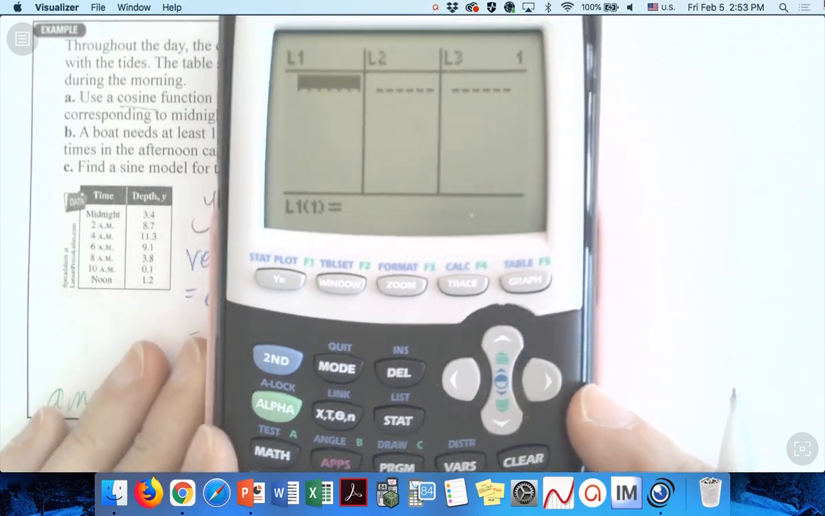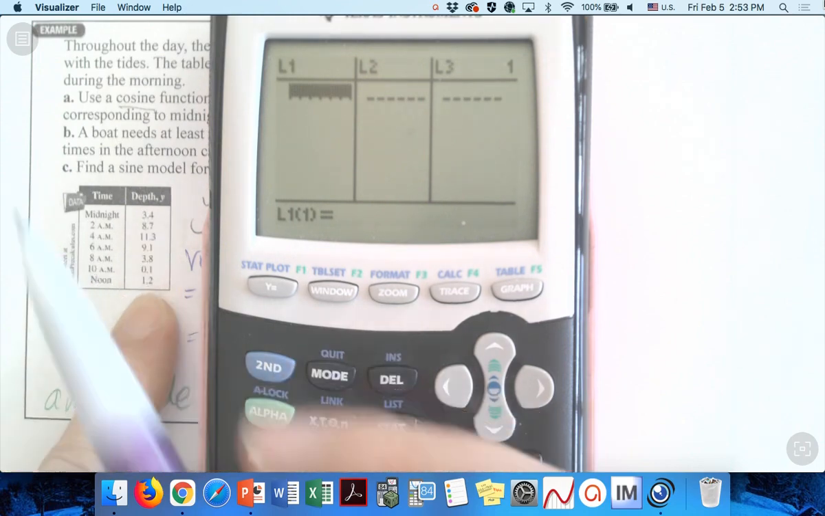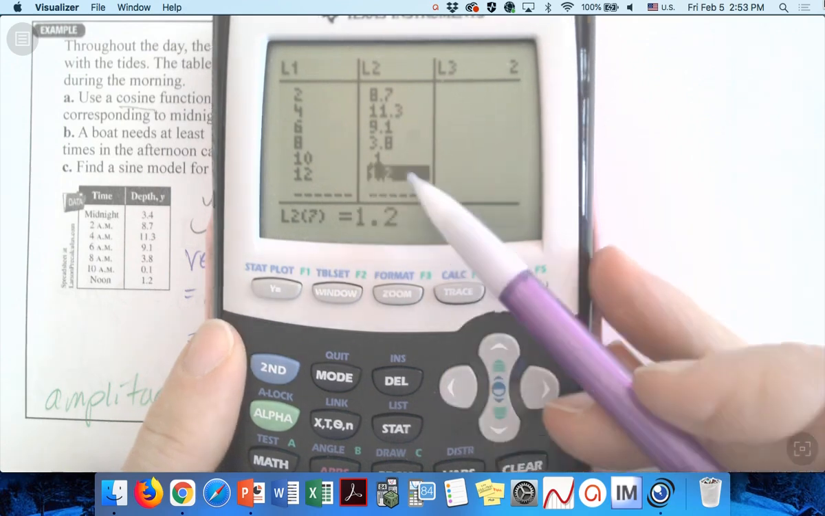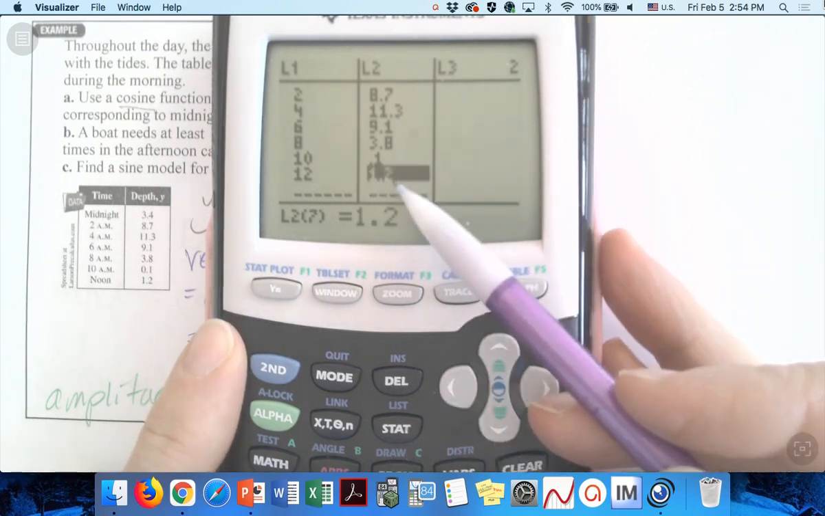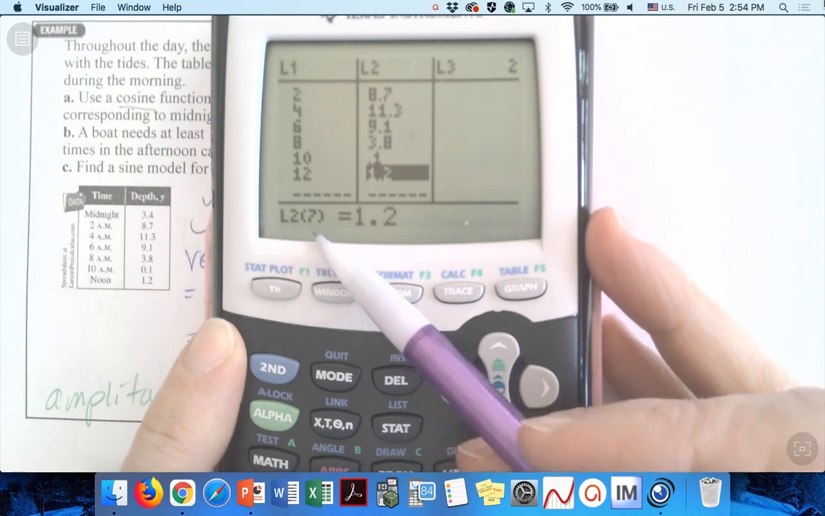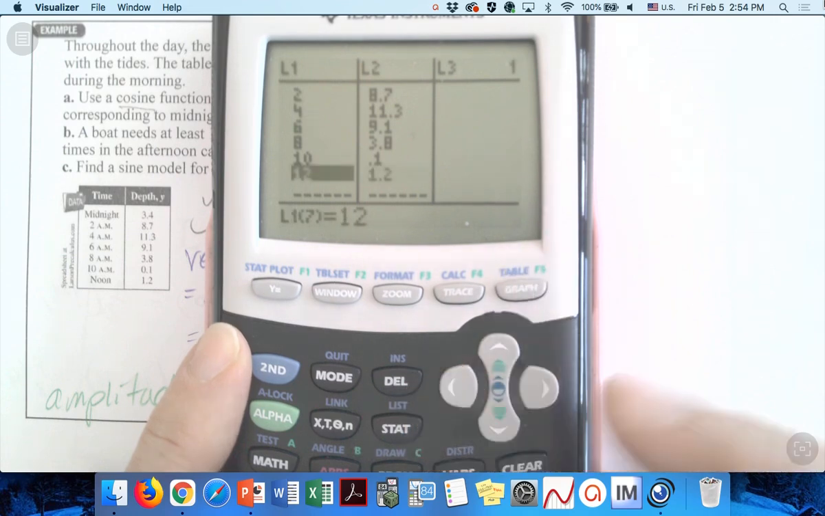All right, so what we're going to do is we're going to put the time in list 1 and the depth in list 2. All right, if you've done it correctly, when you put your cursor on the bottom entry of your list, you'll see that right there at the bottom of the screen says L2 parentheses 7. That's the 7th entry. You should have the same number of entries in your list.